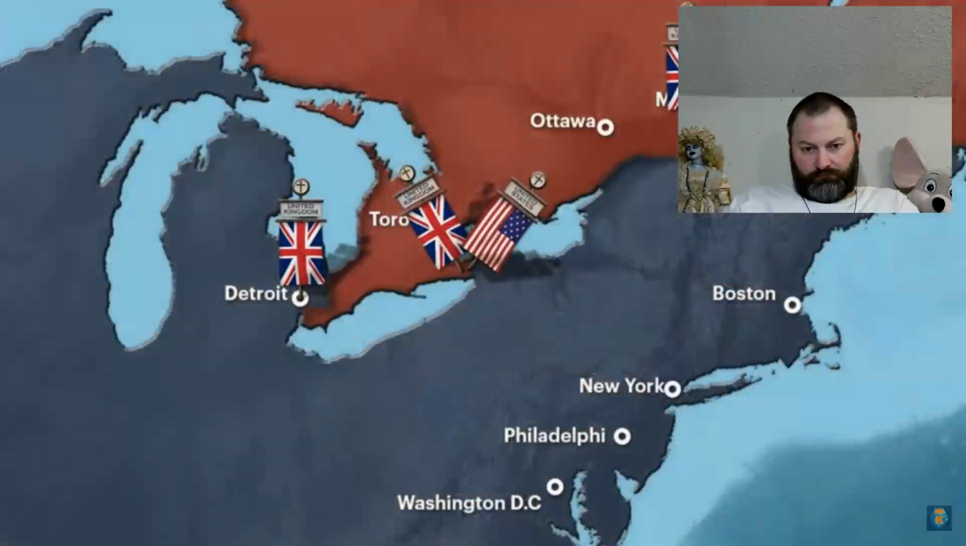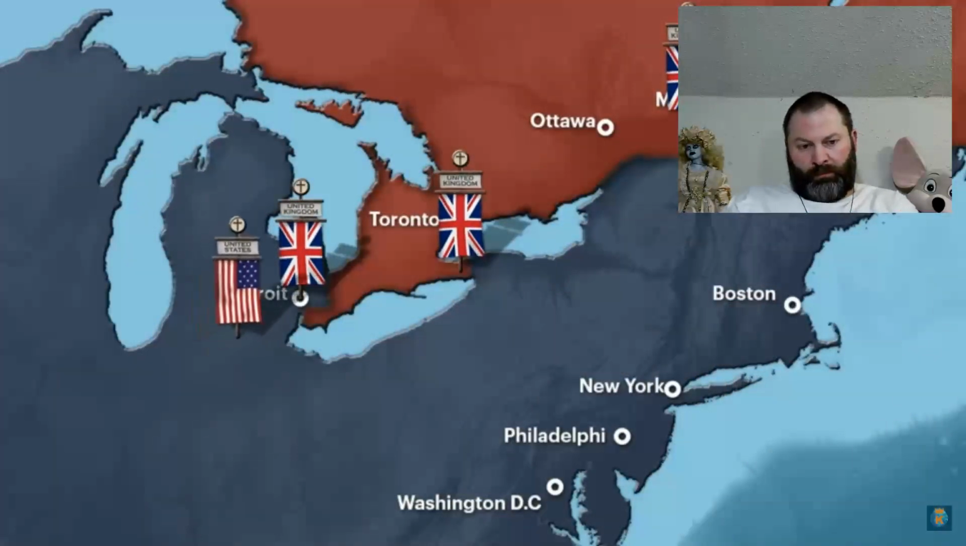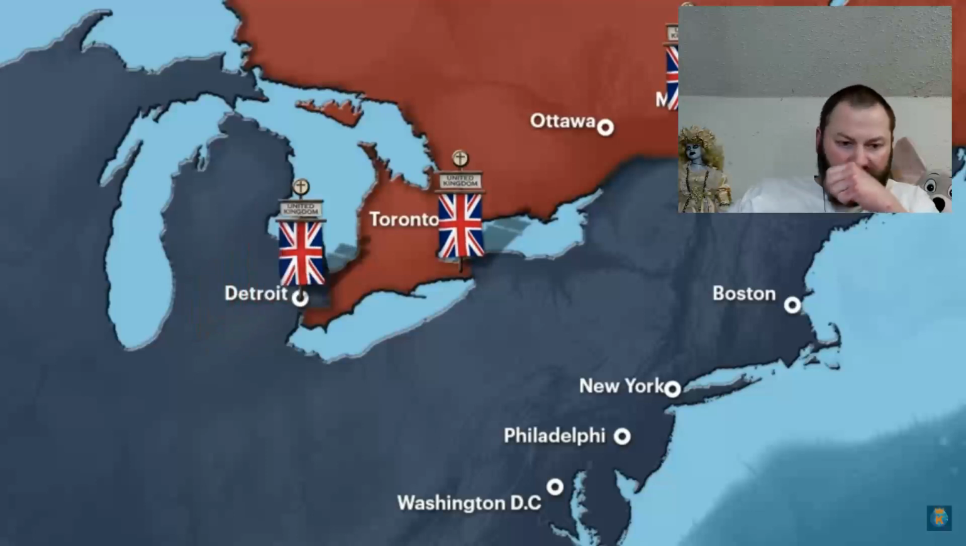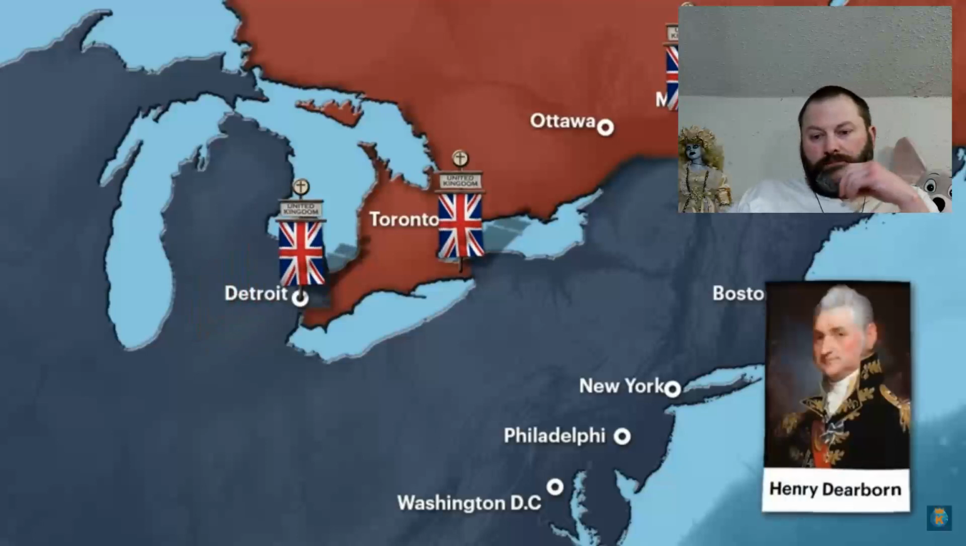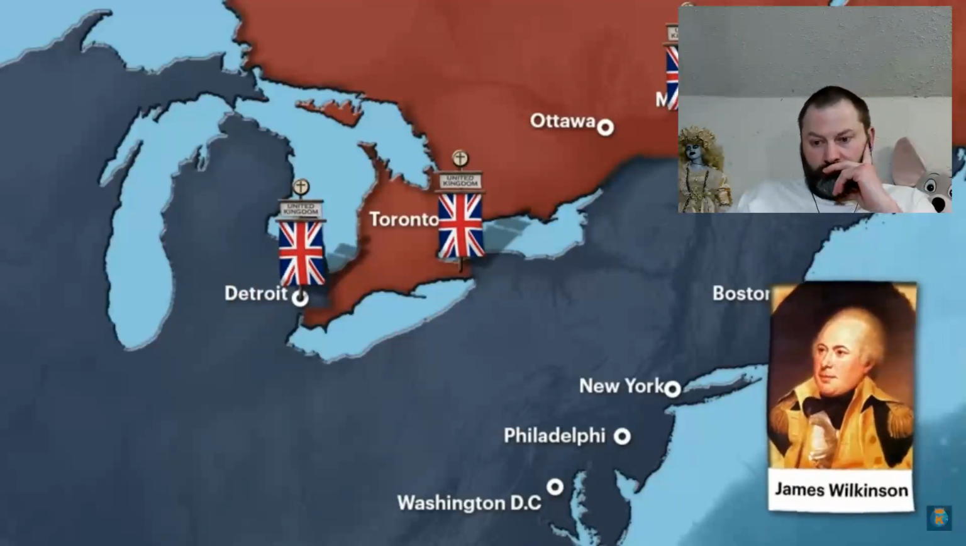Yet again, the Americans took another hit in 1813 when an attempt to retake Detroit resulted in a massacre of U.S. prisoners by their Native American opponents. On top of that, Brigadier General Henry Dearborn was replaced by Major General James Wilkins.